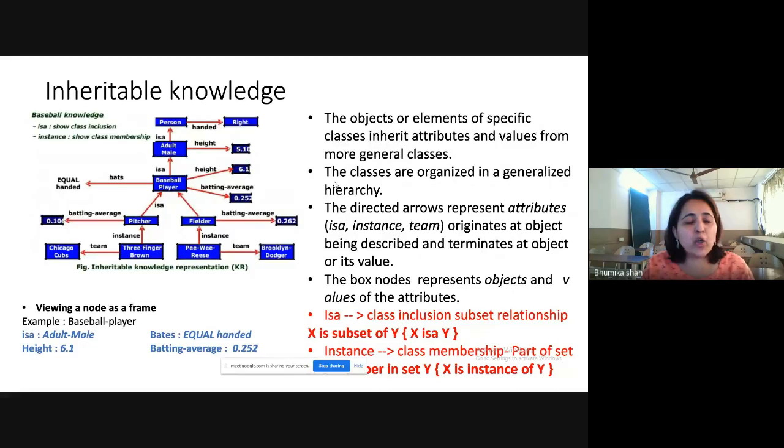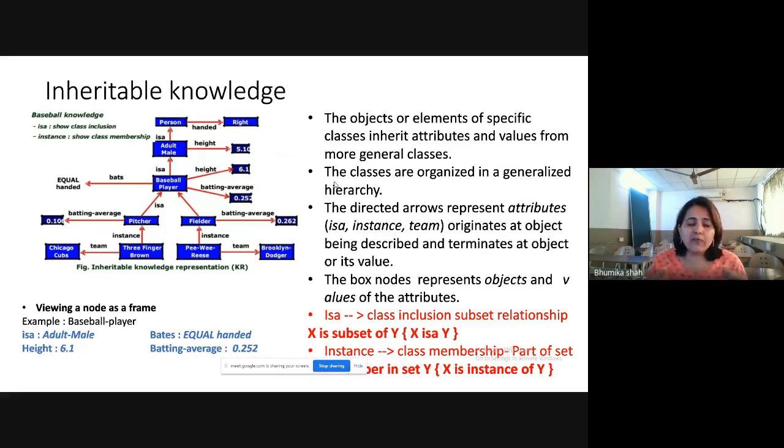The object we are talking about over here is Three Finger Brown. That object has one attribute, team. What is the value of the team attribute? Chicago Cubs. Okay. Now talk about the second object, Pee Wee Reese. This is once again a pseudonym of a baseball player, and this player belongs to the team Brooklyn Dodgers. Again this object has the same team attribute, and the value of the team attribute is Brooklyn Dodgers.